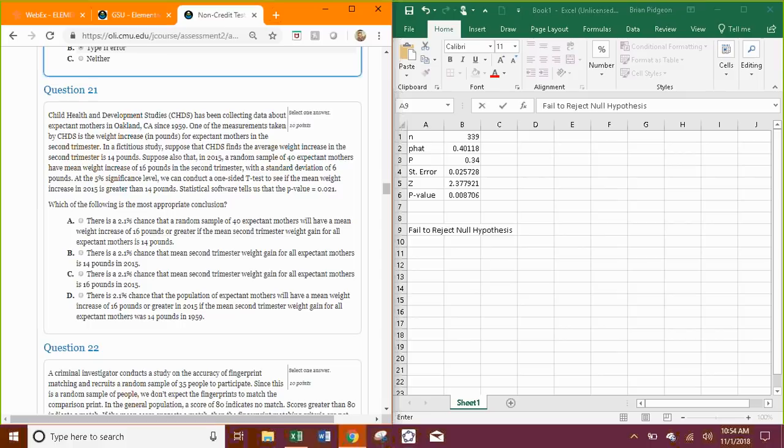CHDS has been collecting data about expectant mothers in Oakland, California since 1959. One of the measurements taken by CHDS is the weight increase for expectant mothers in the second trimester. In a fictitious study, suppose that CHDS finds the average weight increase in the second trimester is 14 pounds. Suppose that in 2015, a random sample of 40 expectant mothers has a mean weight increase of 16 pounds.